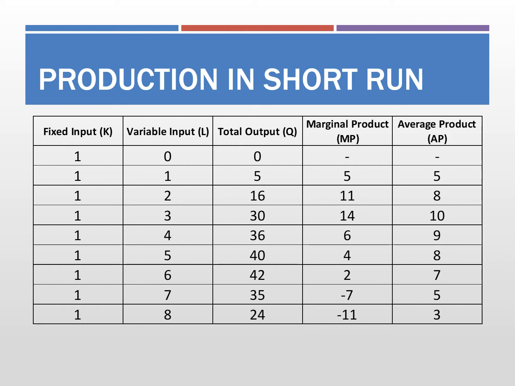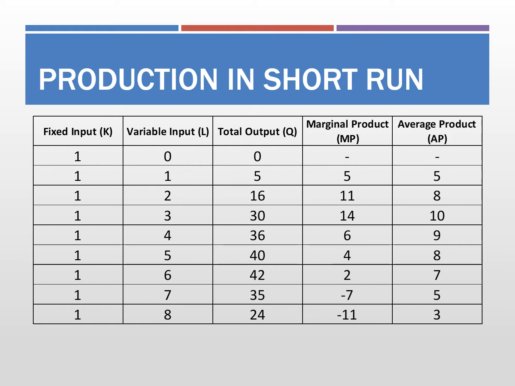As you can see, the first row says fixed input is 1, variable input equals 0, and total output equals 0. What it means is if we have one building but no one working in there, no patient can be served. The second row refers to the case where there is one building and one nurse working in there, and this nurse can serve a total of 5 patients.